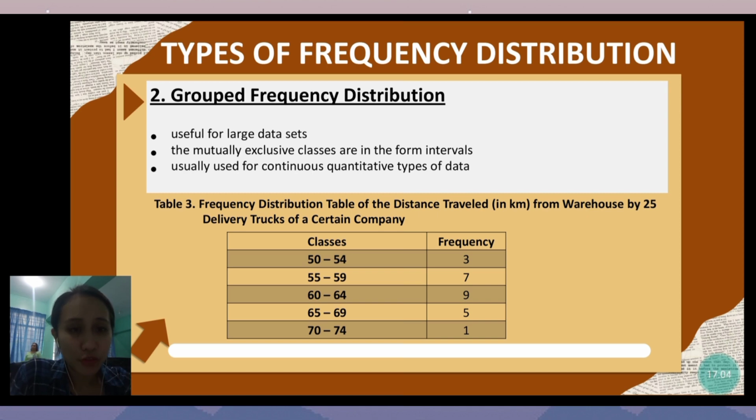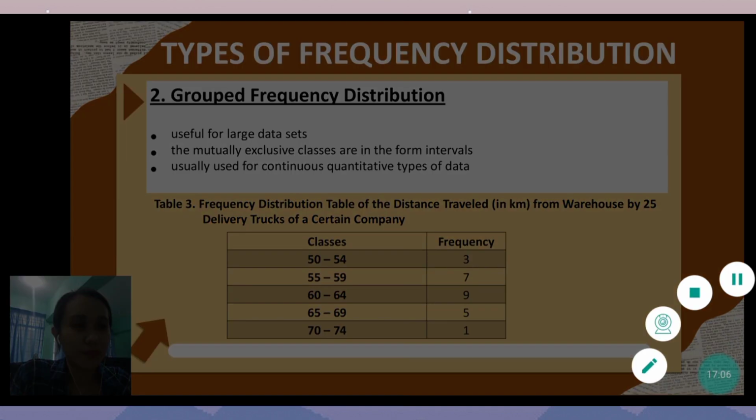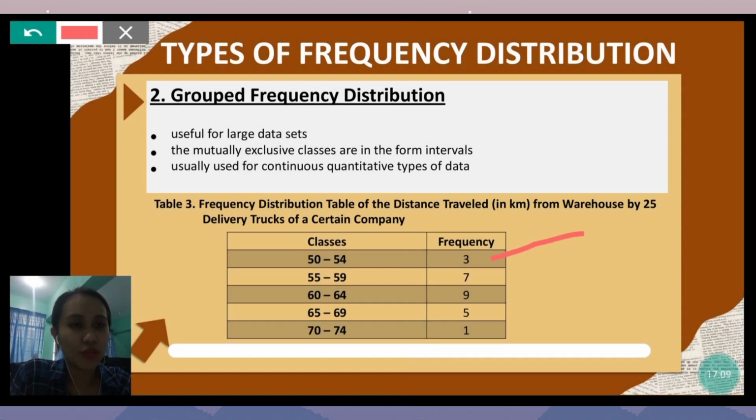So, looking at the first row, there are 3 trucks that were able to travel 50 to 54 kilometers. For the second row, there are 7 trucks that were able to travel 55 to 59 kilometers. For the third row, there are 9 trucks that were able to travel 60 to 64 kilometers, and so on.